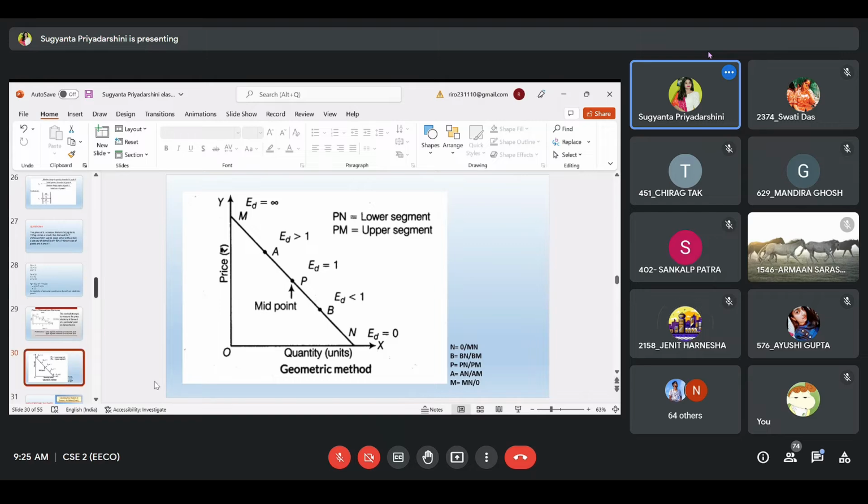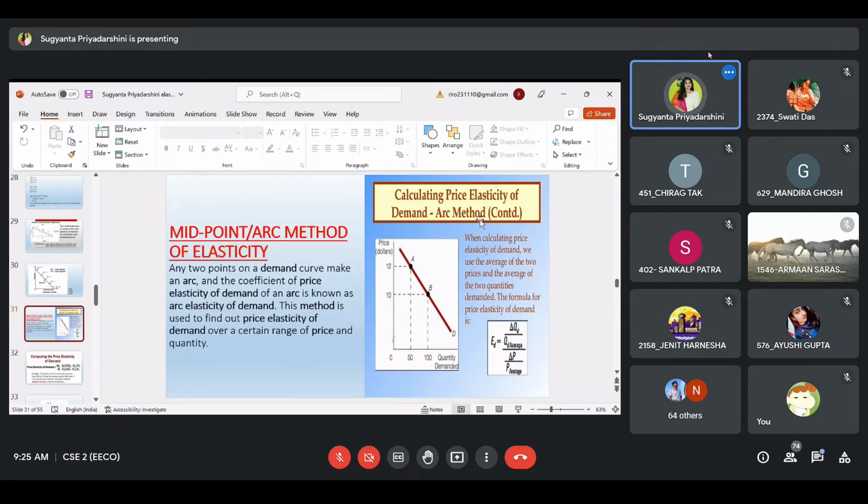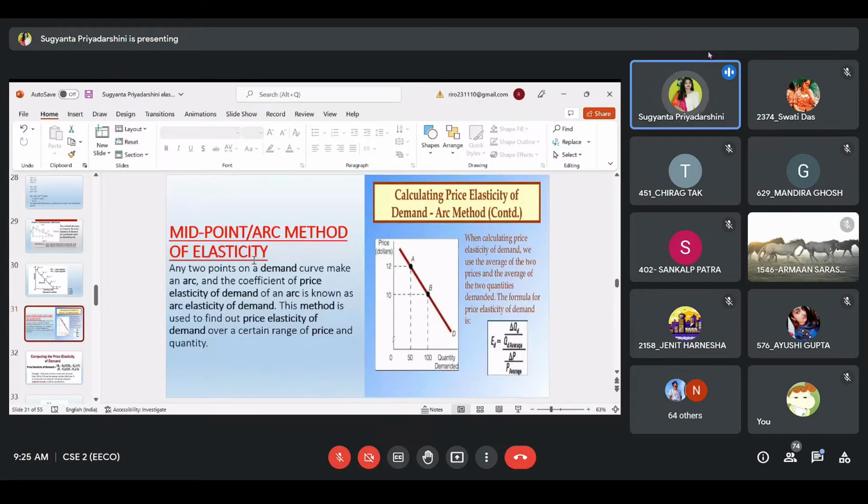Coming down to the next one, that's the midpoint method or arc method of elasticity. What is this midpoint method or arc method? As we can see, here this was the point method or geometric method. That means simply we are trying to find out the elasticity at any point on the demand curve. But when we talk about this midpoint or arc method, we will try to figure out the elasticity of demand of any segment on the demand curve or any arc.